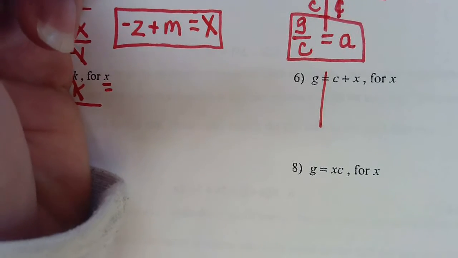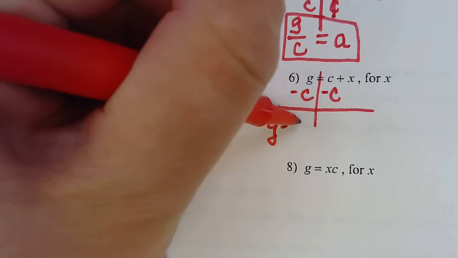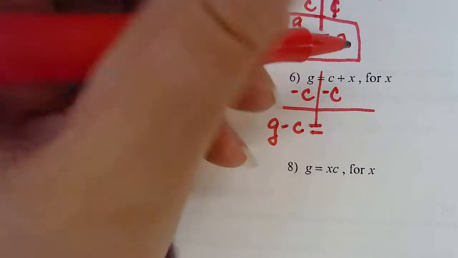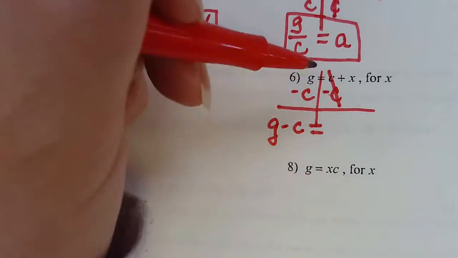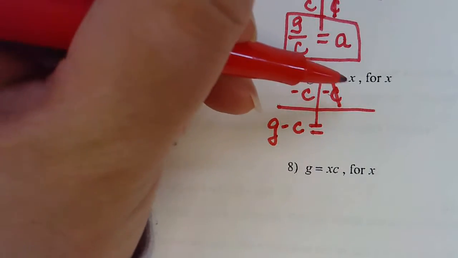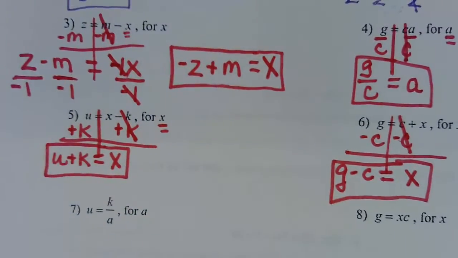Okay, for number 6, you have g equals c plus x. So what do you need to do to get x by itself? Subtract c. C is positive because if you look to the left of it, there's no sign. So we're going to subtract c. On the left, you have g minus c. Then you have equals. C minus c is 0. A positive and a negative cancel. And this x, if you look to the left of it, is positive, so you're left with just x. So you have x equals g minus c.